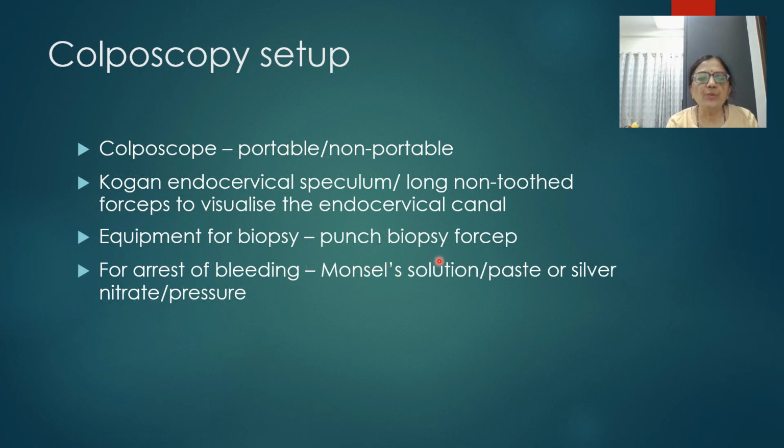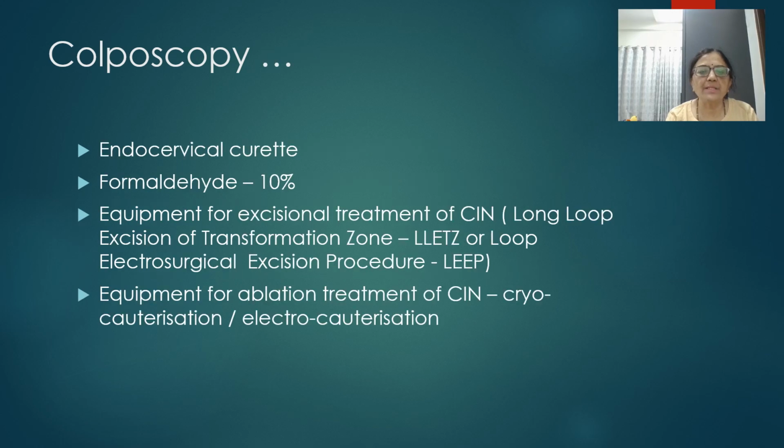For biopsy, we need punch biopsy forceps, and for arrest of bleeding, Monsel's solution or paste is applied, or silver nitrate solution is applied. If both are not available, then constant pressure over the area for a few minutes leads to control of the bleeding from the punch biopsy site on the cervix. We should also have an endocervical curette, and 10% formaldehyde or formalin to send the biopsy sample.